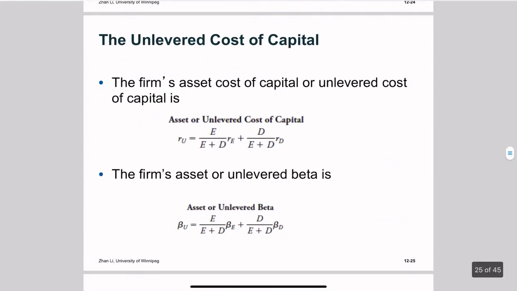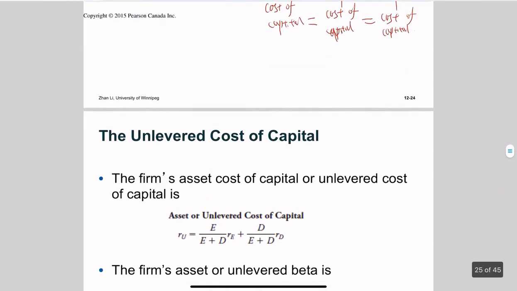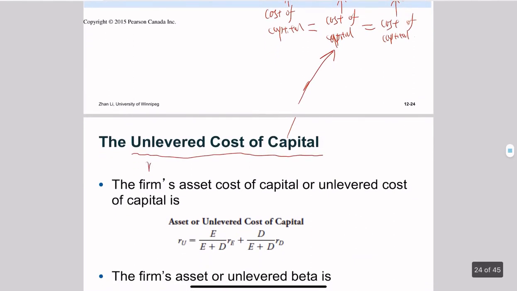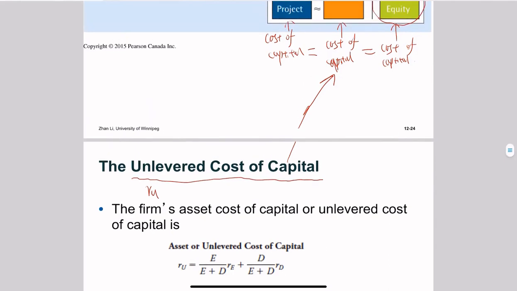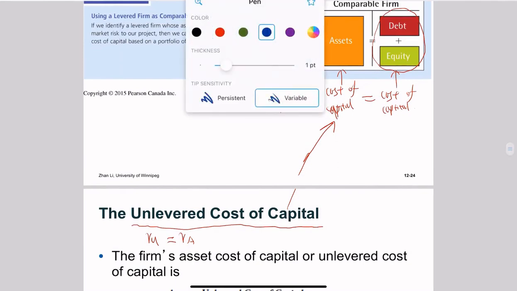Now, let's talk about formulas, right? Because these formulas will actually tell you how to do the calculation here. So let's first introduce some concepts, right? The unlevered cost of capital. The unlevered cost of capital refers to the cost of capital for the asset, right? So basically, we will use RU to refer to unlevered cost of capital. It is equivalent to the cost of capital for the firm's asset. That is, if we use RA to refer to the firm's asset cost of capital, right? Then we would have RU equals RA, right? So this is basically RA here.